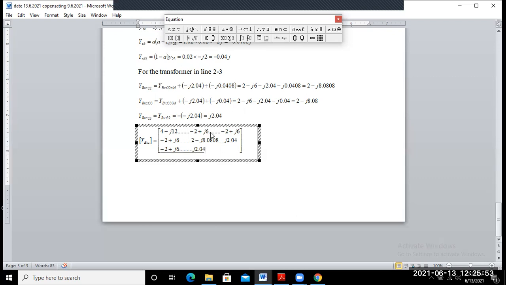Similarly, y33 new is equal to y33 old plus what you have already found out. So this value is equal to 2 minus j8.08. So just this is your y33.